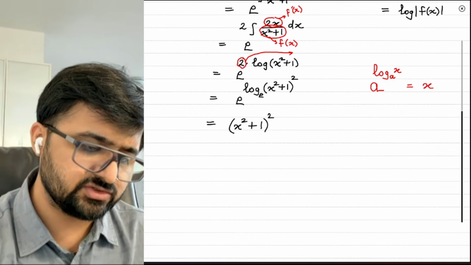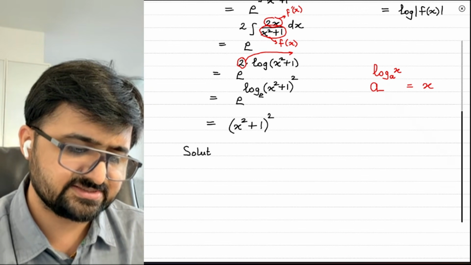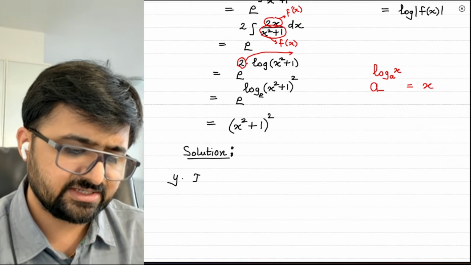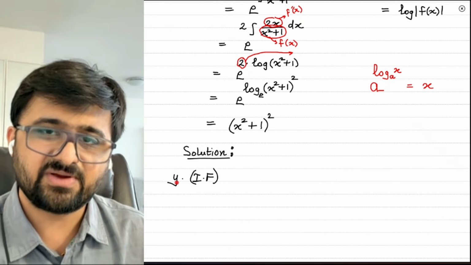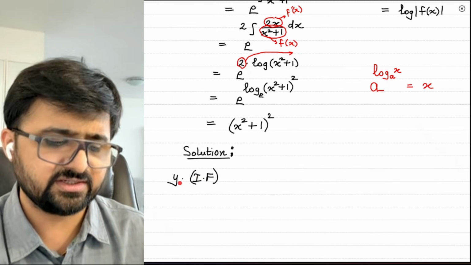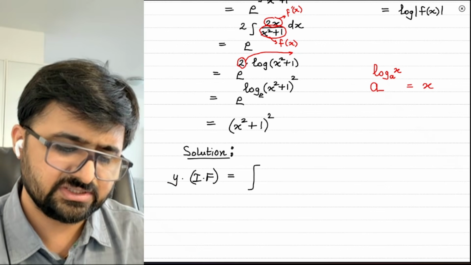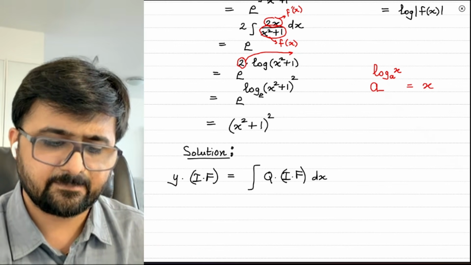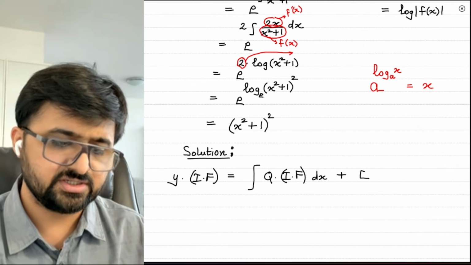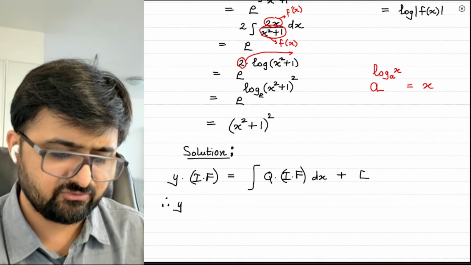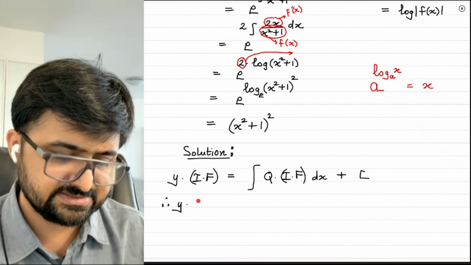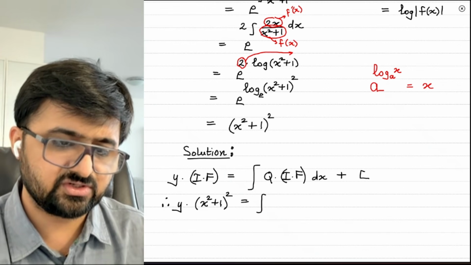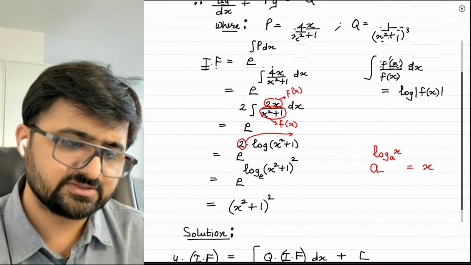Now we can just write the solution. The solution is given by y into integrating factor. Remember, it is always dependent variable into integrating factor. That's how you remember it. Dependent variable into integrating factor is equal to integration of q into integrating factor dx plus c. That's your solution, and the integrating factor we already found. So we have y into integrating factor, which is x square plus 1 the whole square, equal to integration of q. What's the value of q? 1 upon x square plus 1 the whole cube.